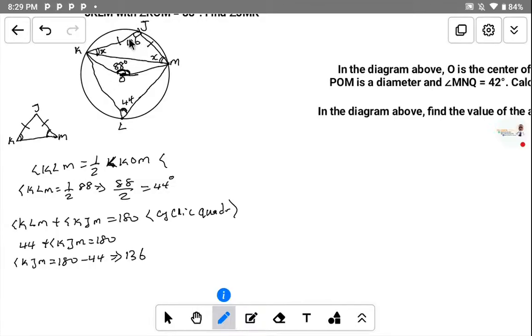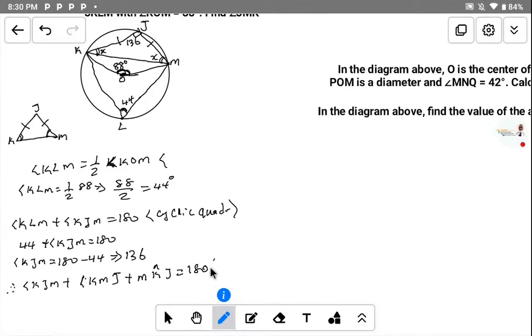So that means our angle KJM plus angle JMK plus angle MKJ is equal to 180. You now write the statement that the sum of the angles in a triangle is equal to 180. Let me write it out here. Therefore, we have angle KJM plus angle KMJ plus angle MKJ is equal to 180 degrees. Why?